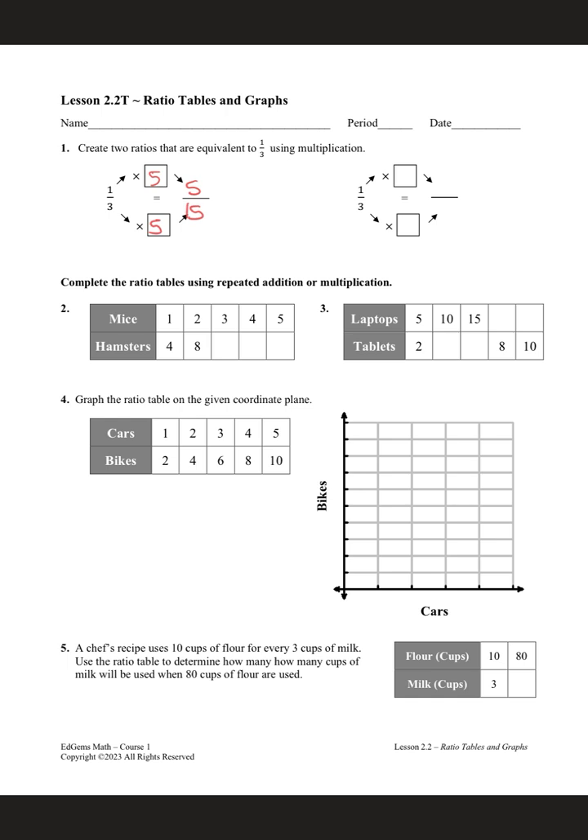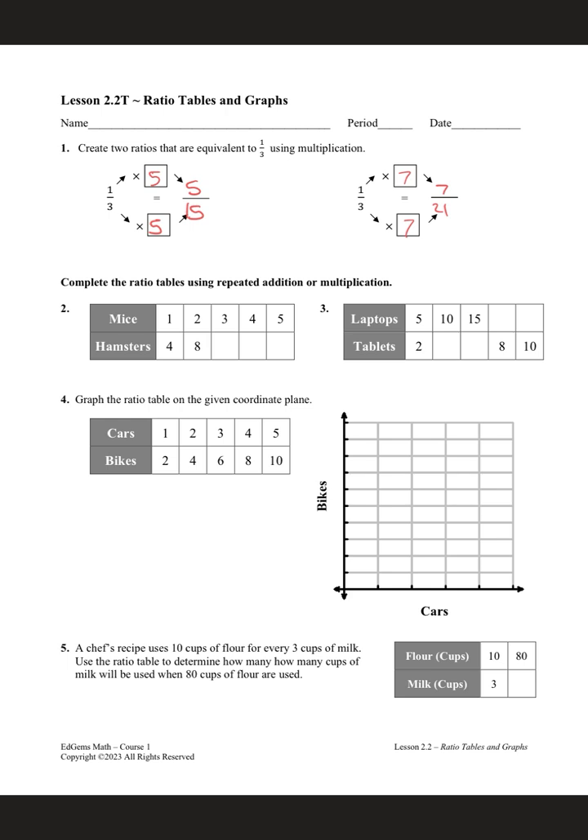So choose another number besides 5. Let's say 7. So I'm going to multiply both the numerator and the denominator by a factor of 7. So 1 times 7 is 7, and 3 times 7 is 21. So those 2 ratios are equivalent to each other.